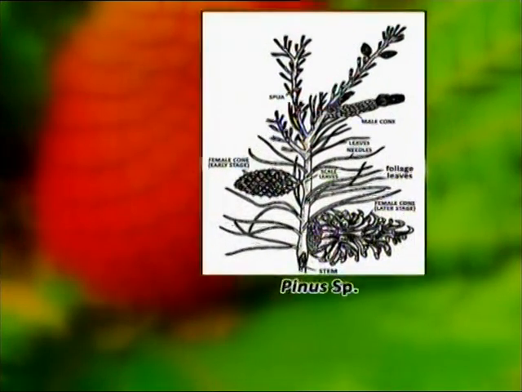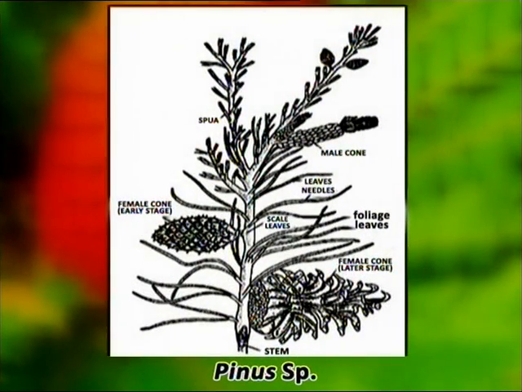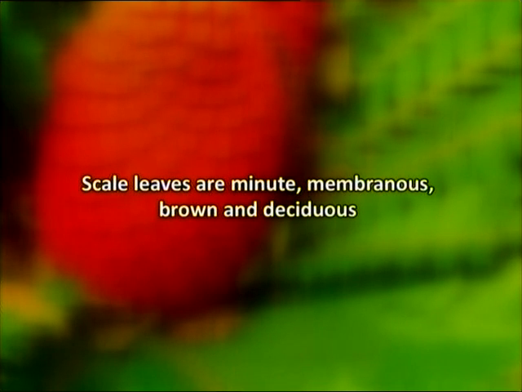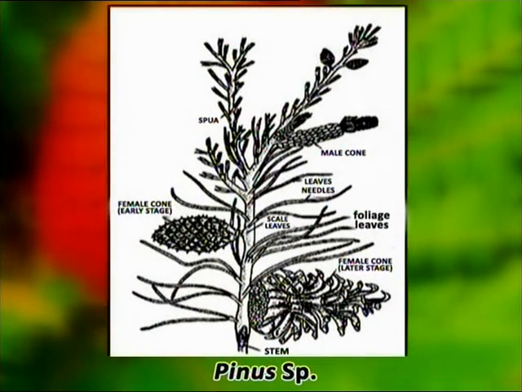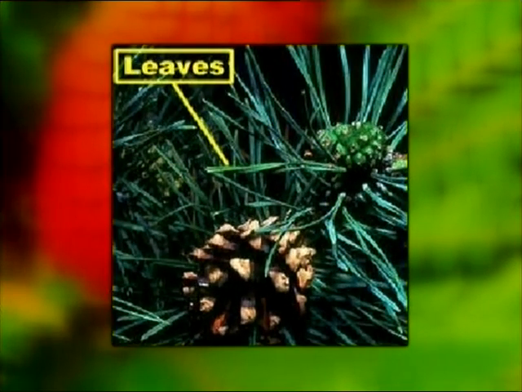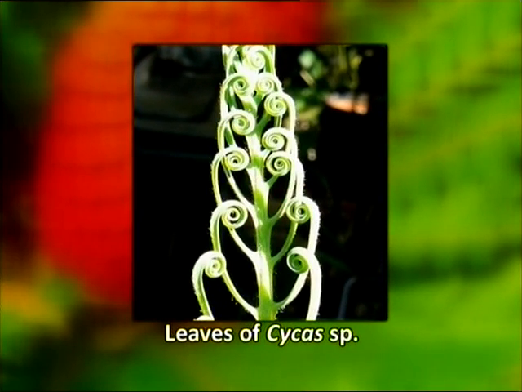The leaves of pines are of two types, scale leaves and foliage leaves. Scale leaves are minute, membranous, brown and deciduous. Foliage leaves are present on dwarf shoots only and are known as foliage spurs. They are green, simple, needle-like or pinnately compound. The leaves of Cycas exhibit circinate vernation, a characteristic feature of ferns.